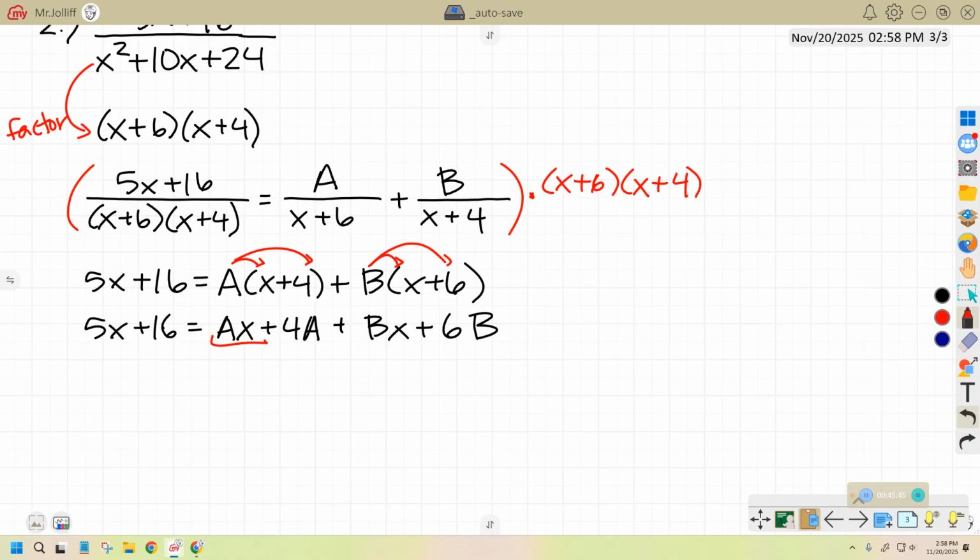So like term, like term, like term. Like term, like term. So 5x plus 16 is a plus b x plus 4a plus 6b.